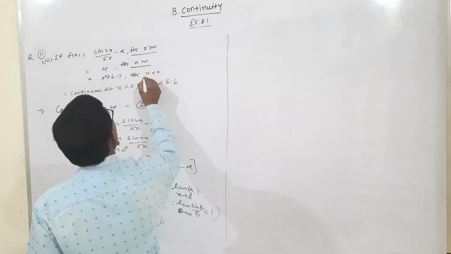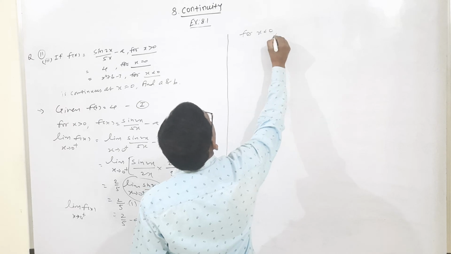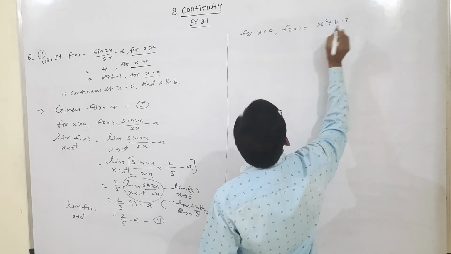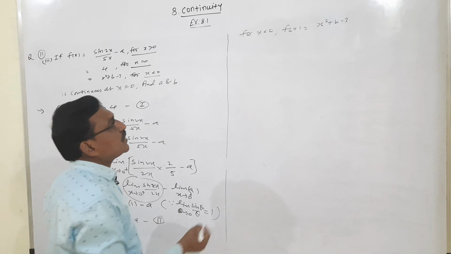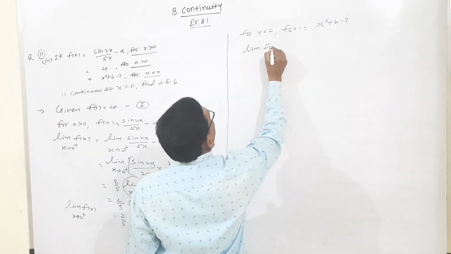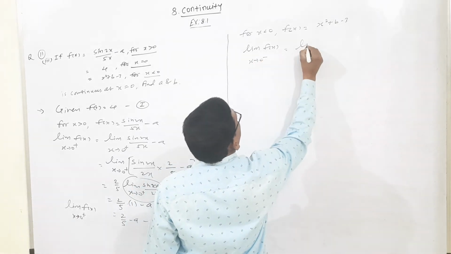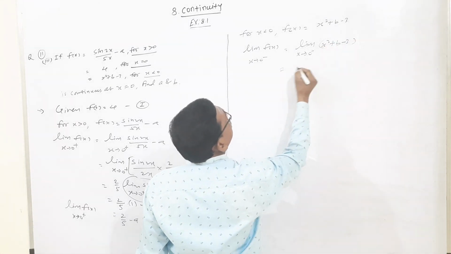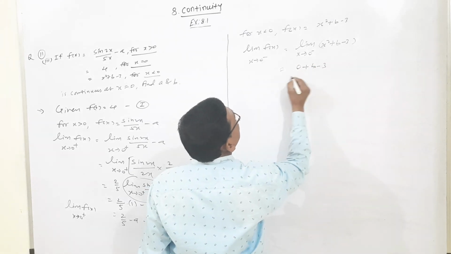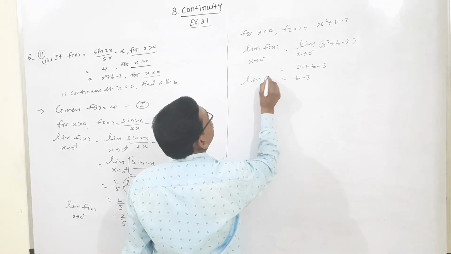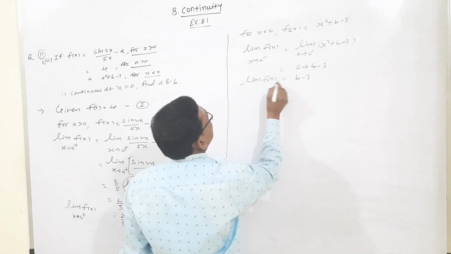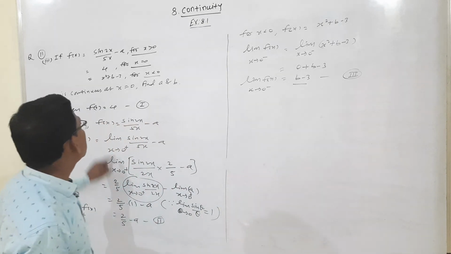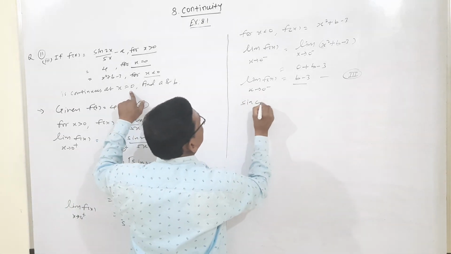Now we take this third interval. For the interval x less than 0, the function is equal to x square plus b minus 3. Since x is less than 0, we apply the left hand side limit to this function, f of x as x tends to 0 minus. Apply the limit directly. So it is 0 plus b minus 3, so it is b minus 3. So the left hand side limit is equal to b minus 3. Call equation number 3rd.